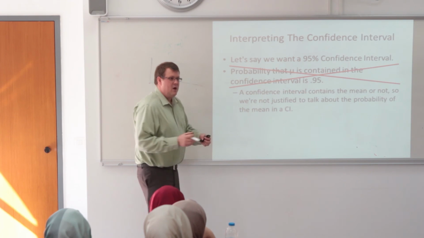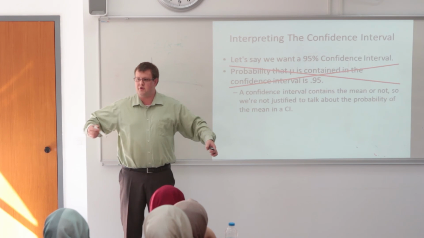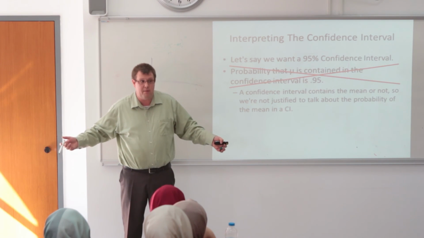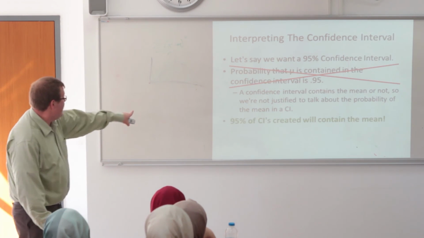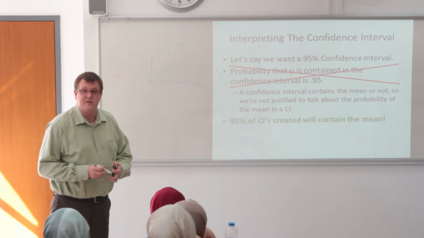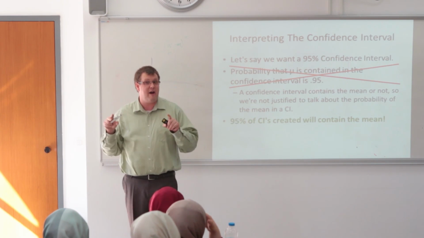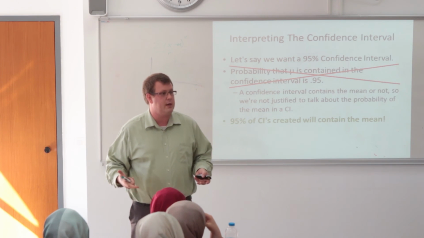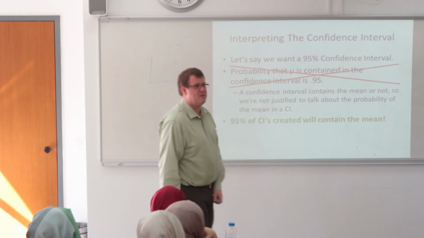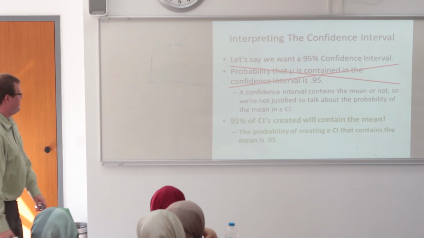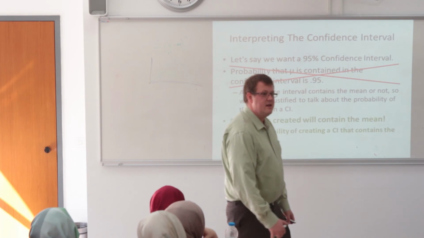And why is this? So we create some confidence interval, right? Once we have the confidence interval, the true mean either is in it or it's not. There's no probability or chance associated with it. However, what there is probability with has to do with the number of confidence intervals that will contain the true mean. So 95% of the 95% confidence intervals will contain the true mean. This is very similar to the above saying, which isn't technically right. So the probability of creating a confidence interval that contains the mean is 0.95.